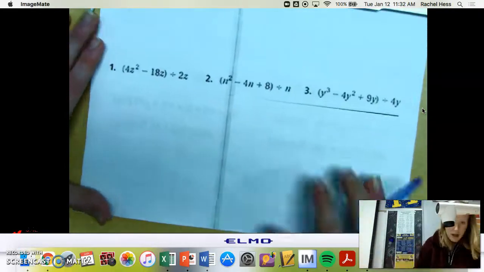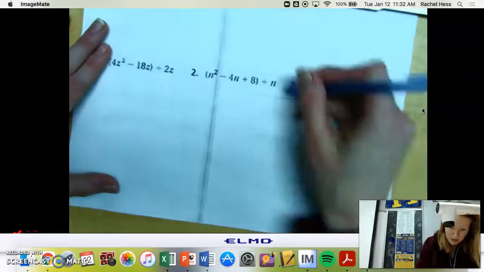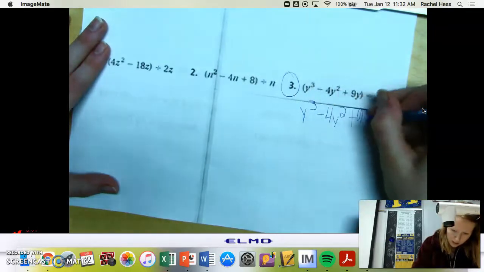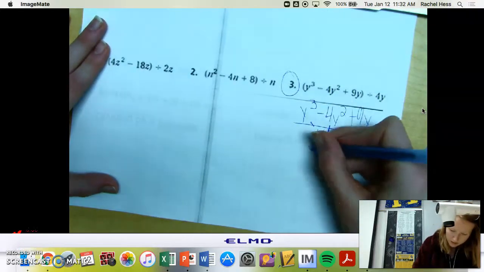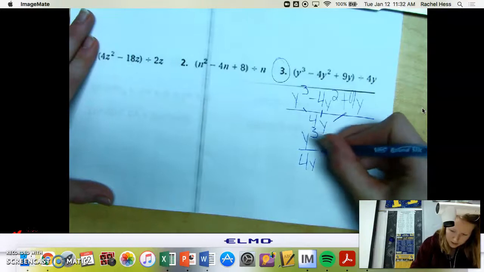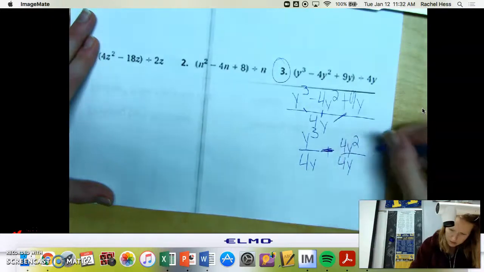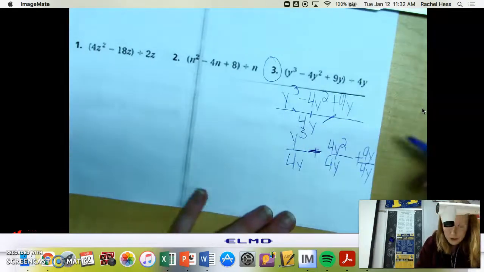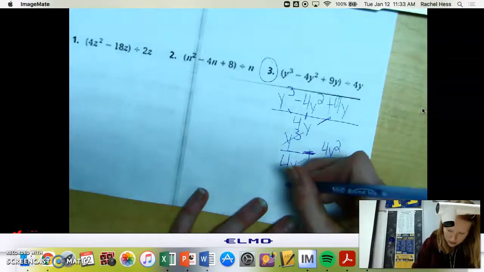So let's practice that one more time. Let's see here. Let's do number 3. So we have y cubed minus 4y squared plus 9y divided by 4y. And if we're going to take each individual piece and divide it by 4y, so it should be minus, apologies, this should be a minus sign, 4y squared over 4y, and then plus 9y over 4y. Remember, once you divide each piece by that monomial, we can reduce our fractions. I have a y on the bottom, and I can take 1 off the top to get 2 y's left on the top.